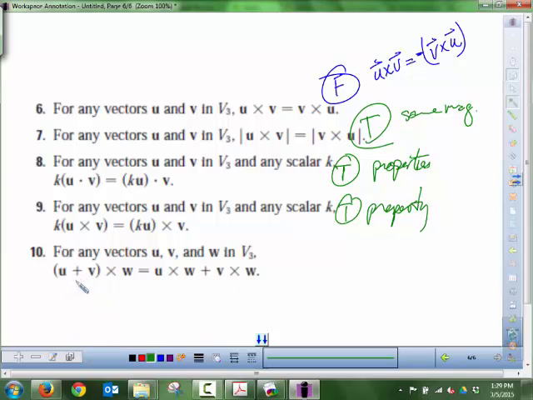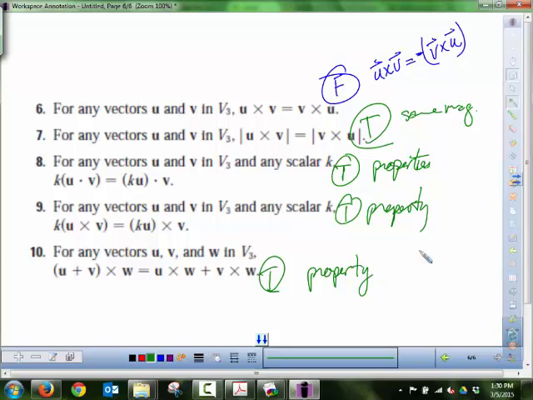And then the next one: if you have u plus v crossed with w, then that's u cross w plus v cross w. It looks like a distribution. True or false? True. It's a property.